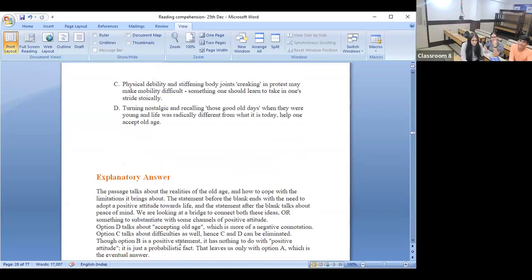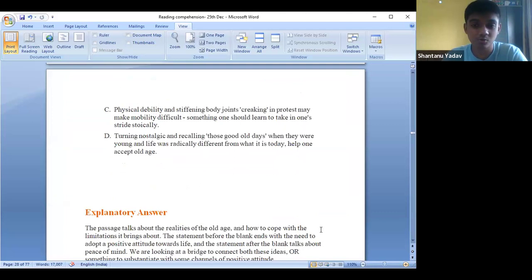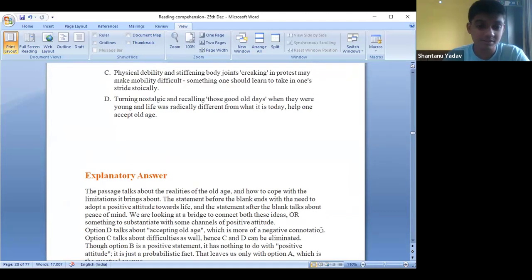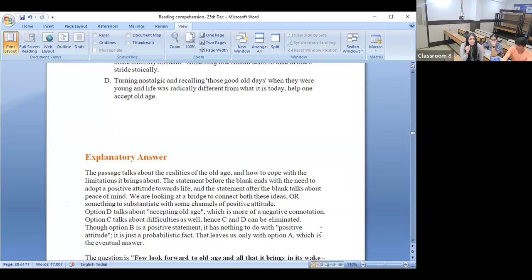How A? Let's just look at this. The passage talks about the realities of old age and how to cope with the limitations it brings out. The statement before the blank ends with the need to adopt a positive attitude towards life, and the statements after the blank talk about peace of mind. We are looking at a bridge to connect both these sides, something to substantiate with some channels of positive attitude. Option D talks about accepting old age, which is more of a negative connotation.